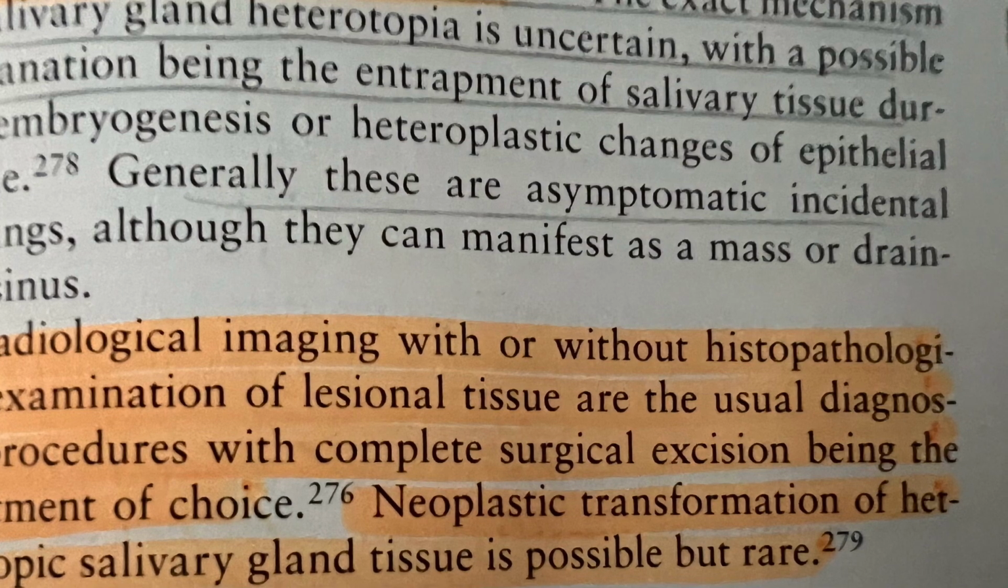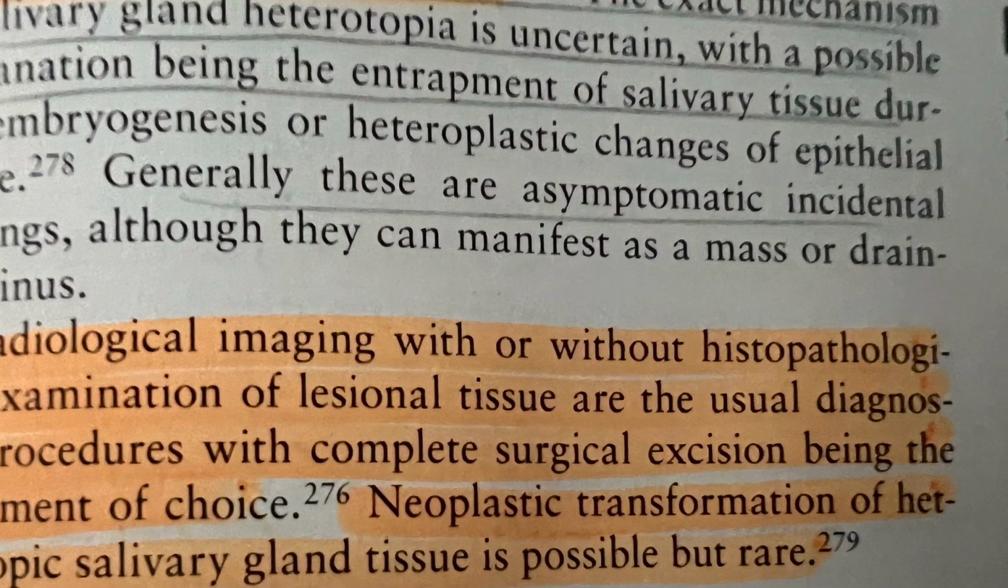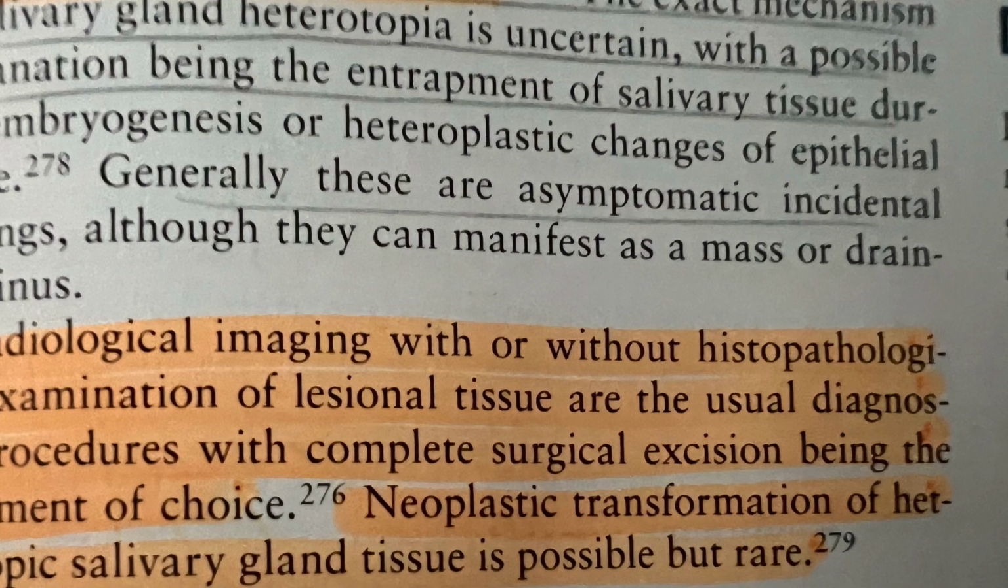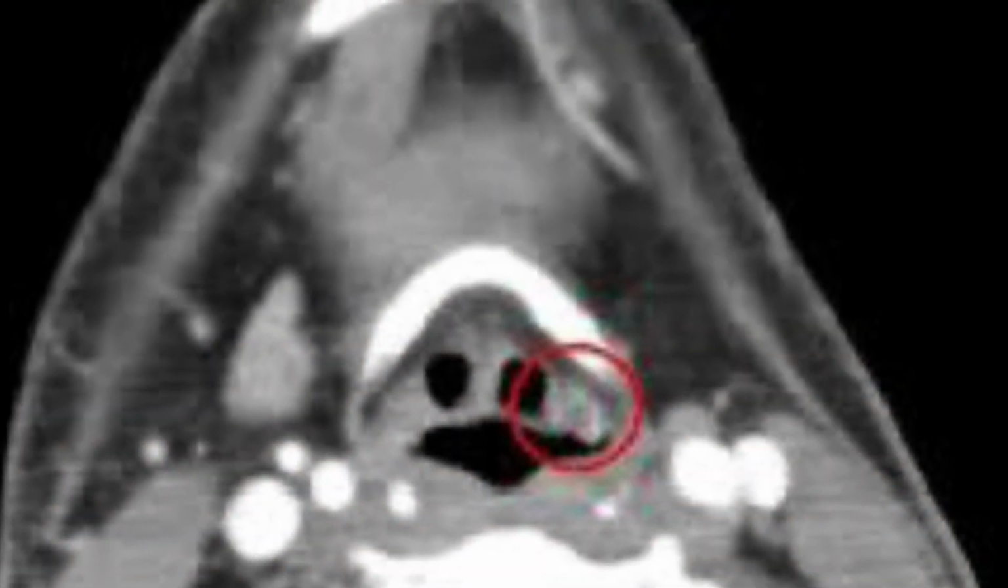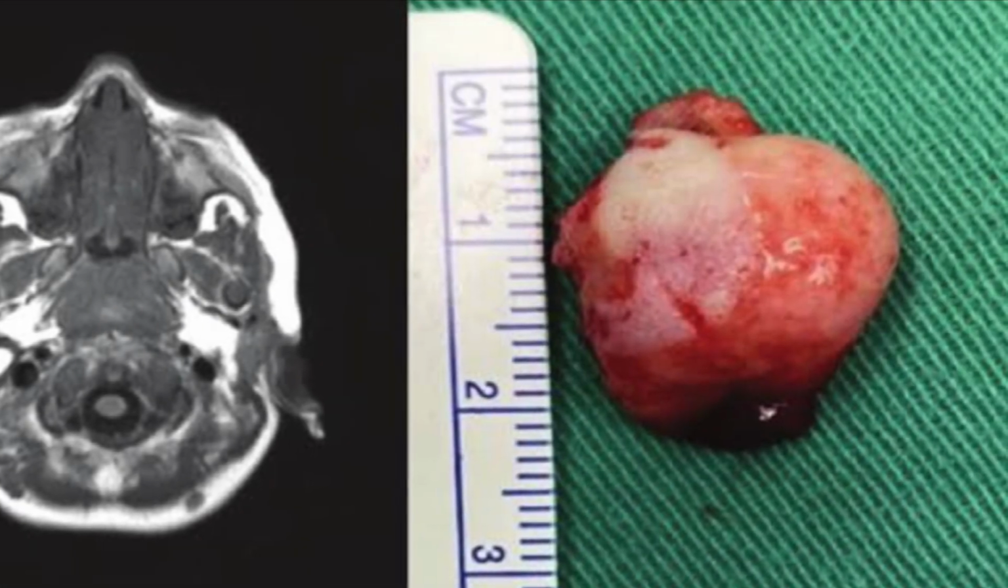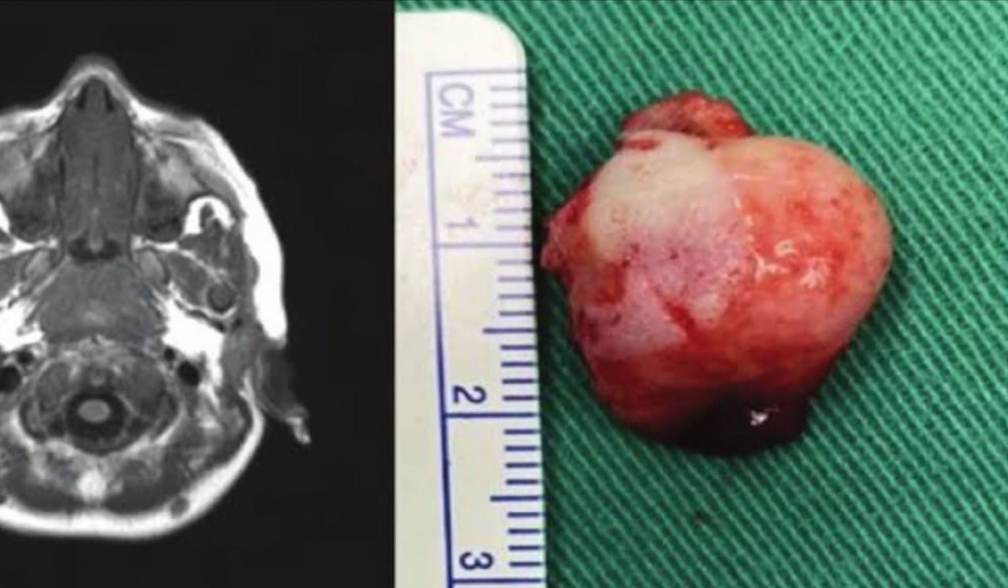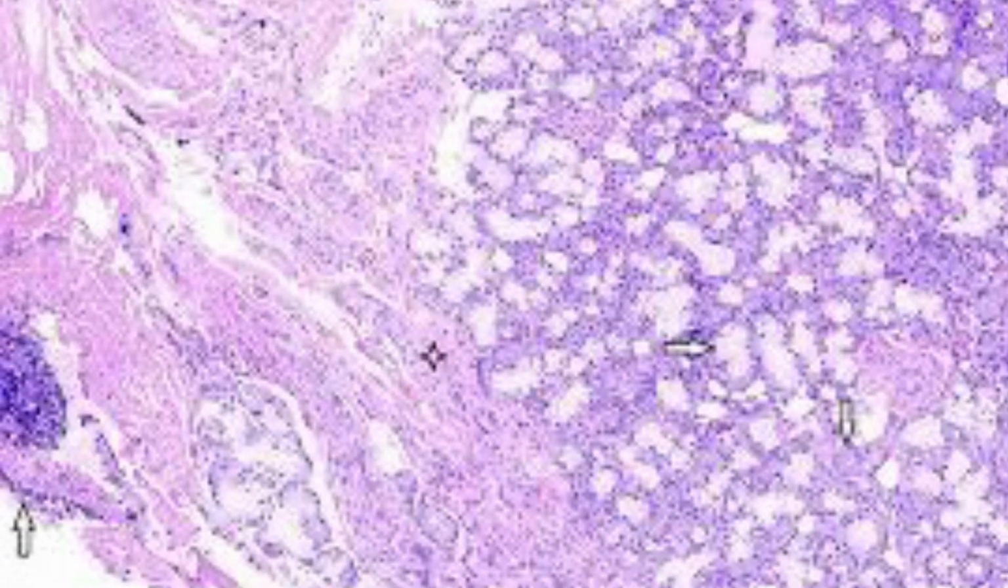So generally they are asymptomatic and don't require any further treatment. If symptomatic, we can evaluate by imaging or complete excision followed by biopsy. So this is all about heterotopic salivary gland disease, or you can say salivary choristoma.